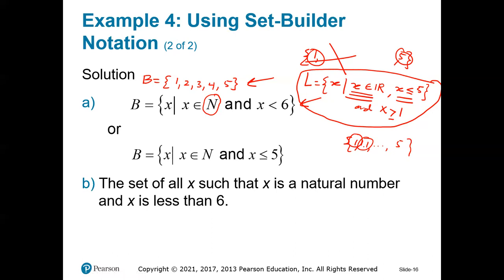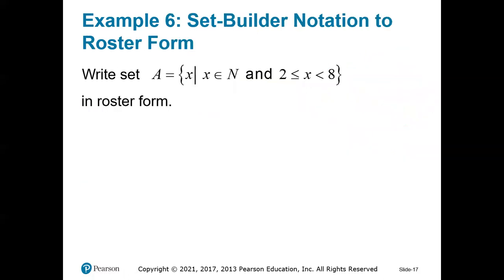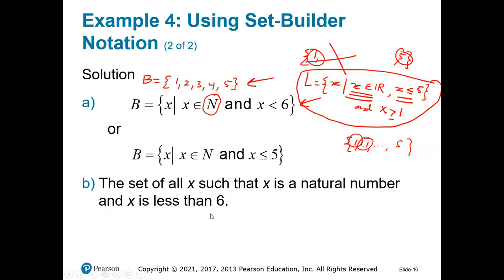Here's another example. The set of all X such that X is a natural number and X is less than 6. Well, I think this is a wrong exercise here. If I need to read this correctly, when you say the set of all x such that x is a natural number and x less than 6, they're talking about the set B. We're still talking about the same exercise. It's just this B here is misleading.